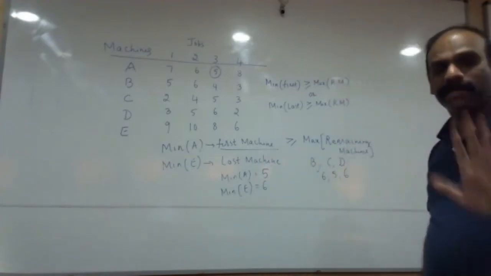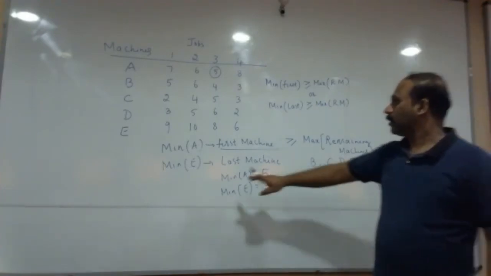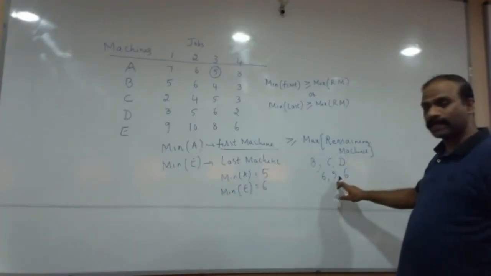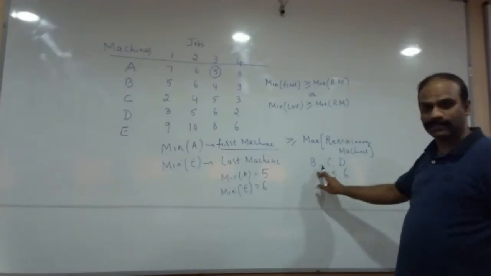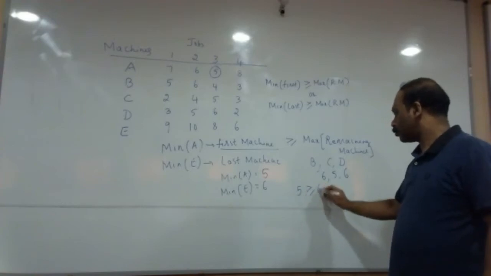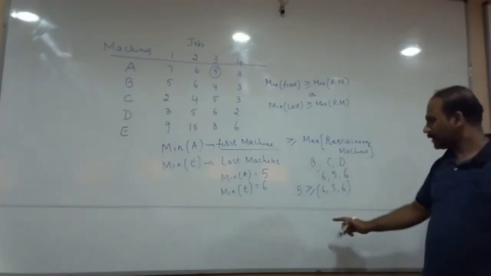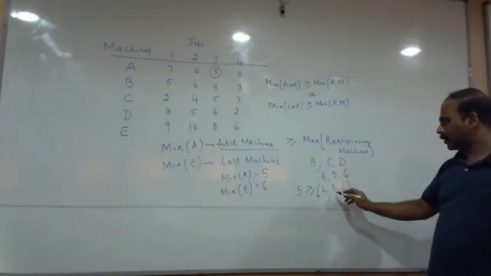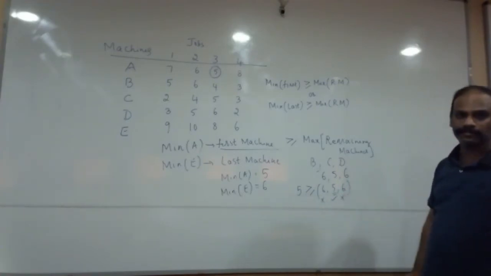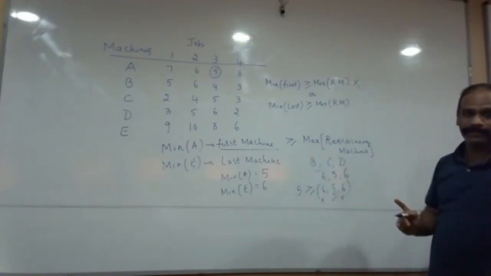If any one of the conditions is satisfied, then we are good to go. Now let me check the conditions. The minimum of A equals 5. 5 should be greater than or equal to the remaining values: 6, 5, 6. Now you can see that 5 is only greater than or equal to 5. In the 2 other cases, it is not satisfied. That means condition number 1 is not fully satisfied.